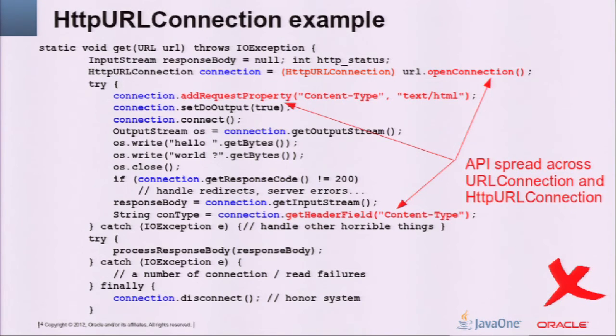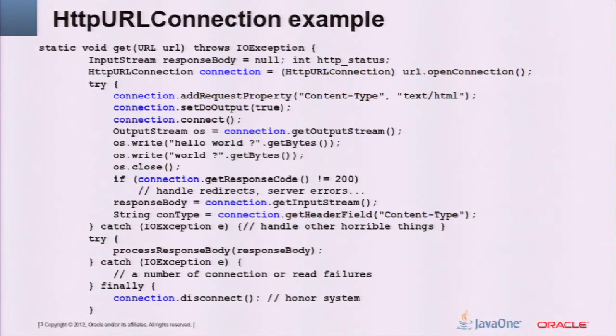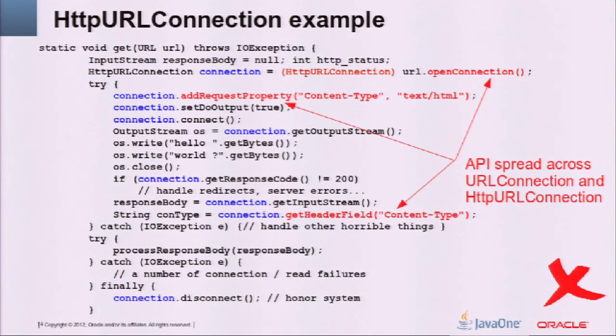The problems using this API are fairly well documented. It's actually fun to Google the kind of complaints people have about this API. The first thing to notice is that the API of this connection object is spread across two classes in a hierarchy, and to make things worse, both classes, URLConnection and HttpURLConnection, have lots of methods.